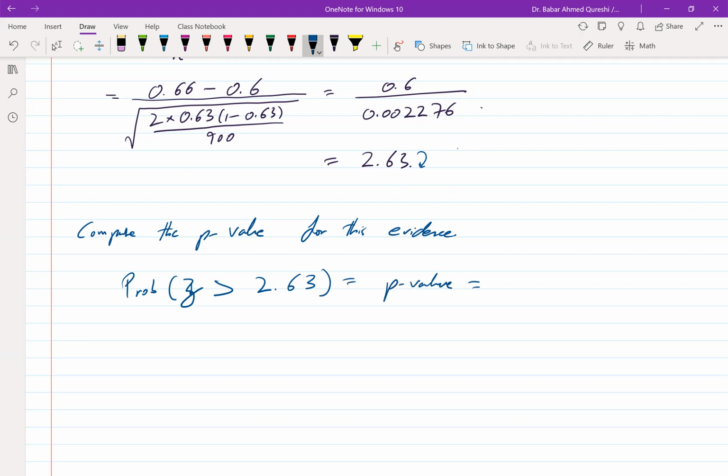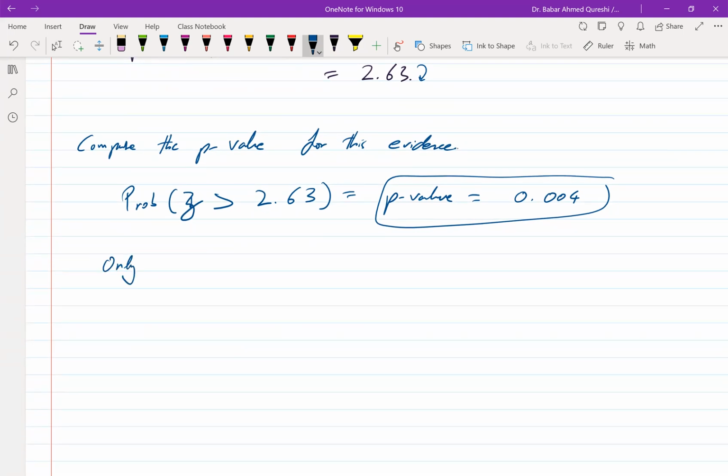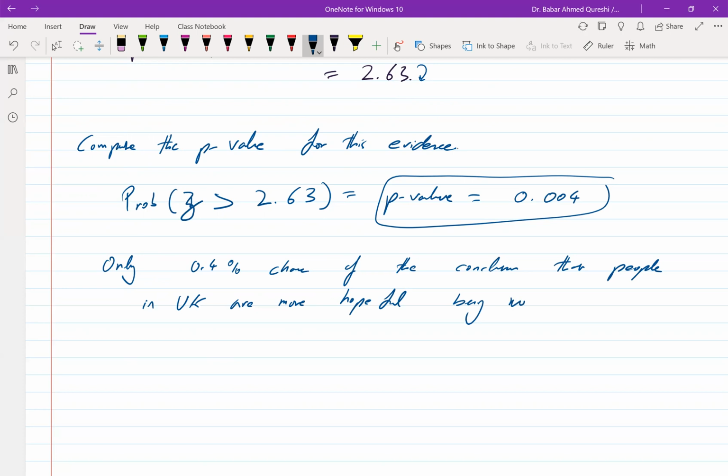And when I compute this probability, I get 0.004. So that's the p-value, which is fairly small. That means there's very strong evidence. Only a 0.4% chance of the conclusion that people in UK are more hopeful being wrong. This conclusion can be wrong only with a probability of 0.4%.